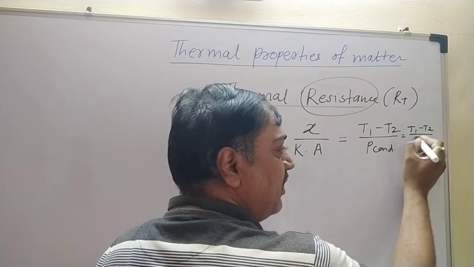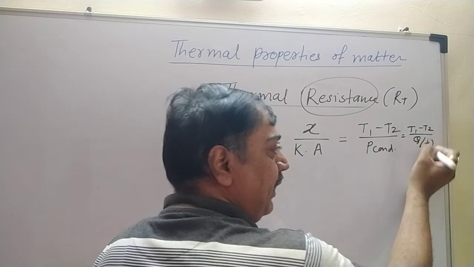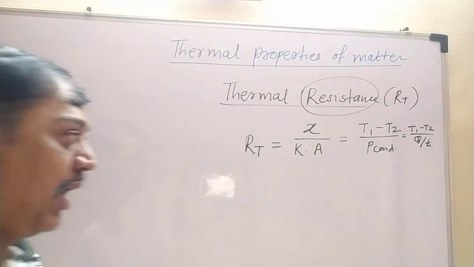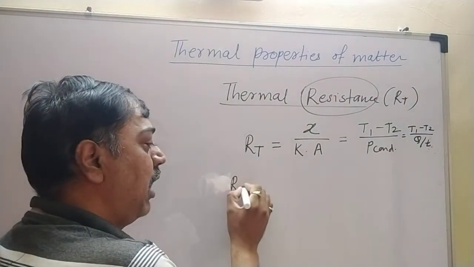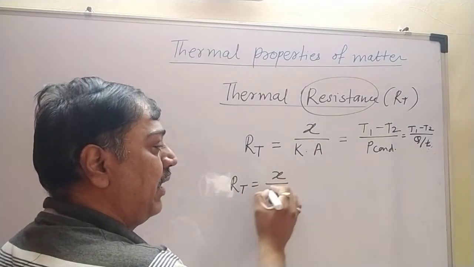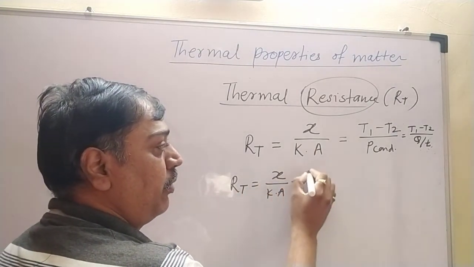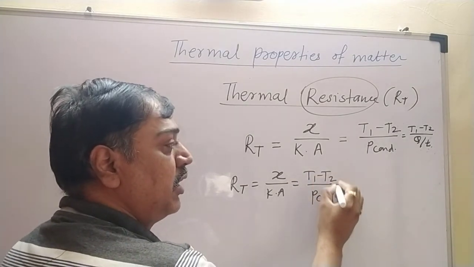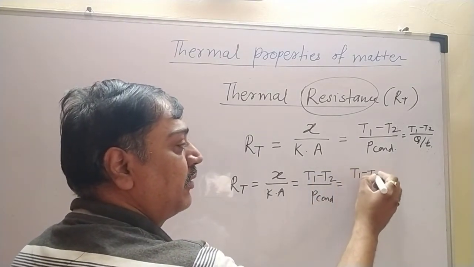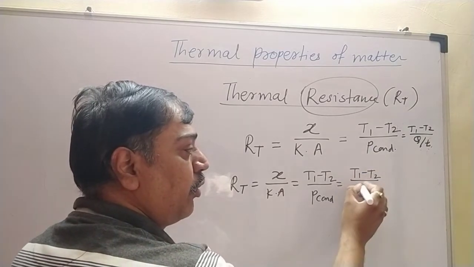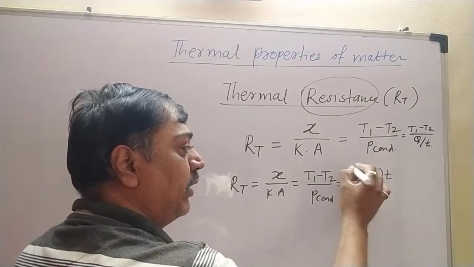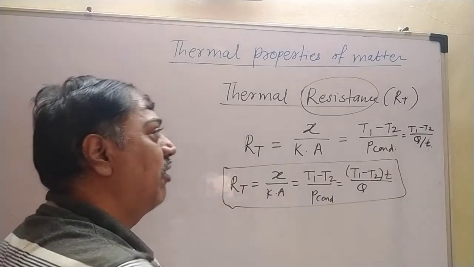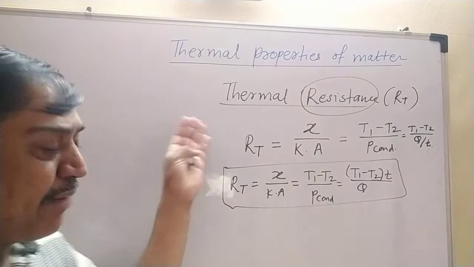P conduction means Q divided by T, the amount of heat traveled per unit time. The same thing you can write as R_T equal to X divided by K into A, equal to T1 minus T2 divided by P conduction. So P conduction is equal to T1 minus T2 divided by R, and this time goes to the numerator. You have to remember these are the formulas, or we can say equations, for thermal resistance.